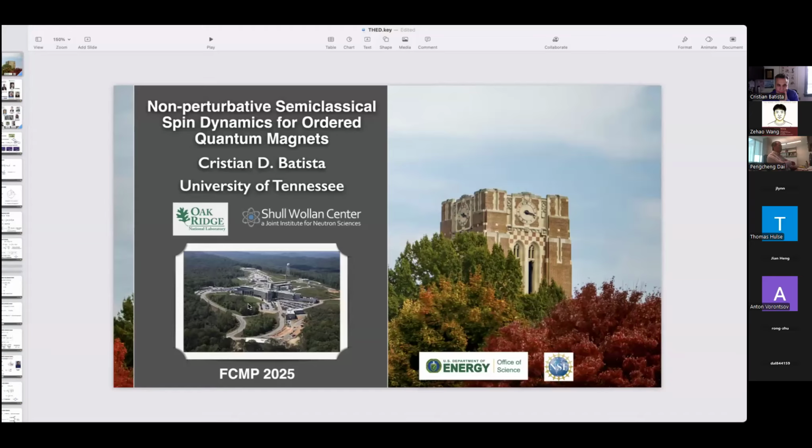And he actually mentioned to me earlier that all the software that they developed is going to be made public. It's already made public, and so other people can use it as well. Yeah. So today's topic is a nonperturbative semiclassical spin dynamics for ordered quantum magnets. Okay. So Cristian, it's all yours.